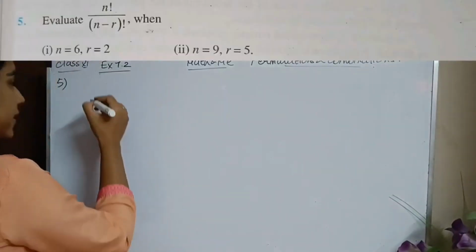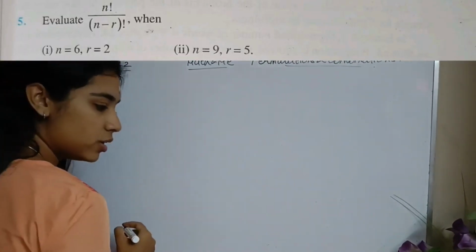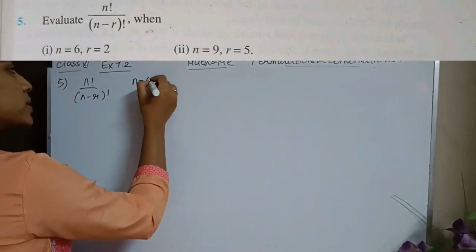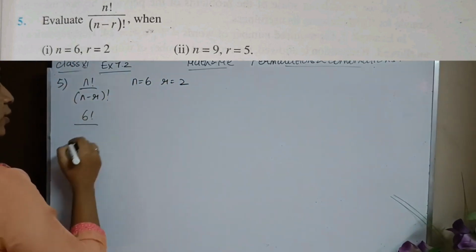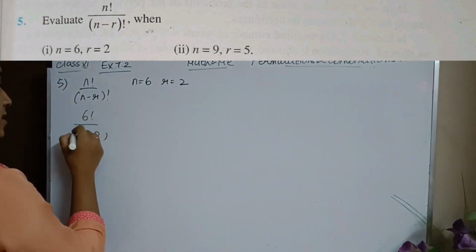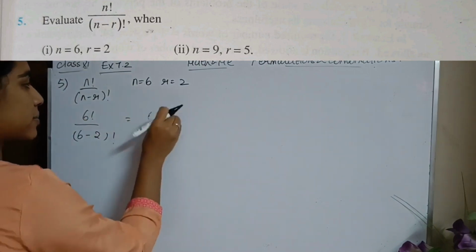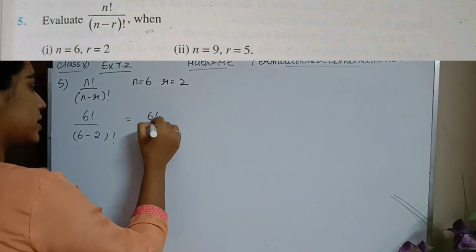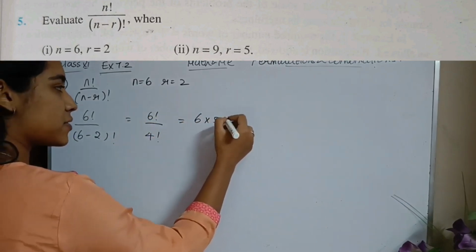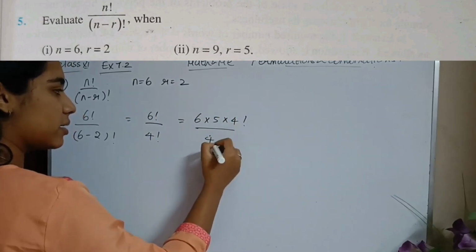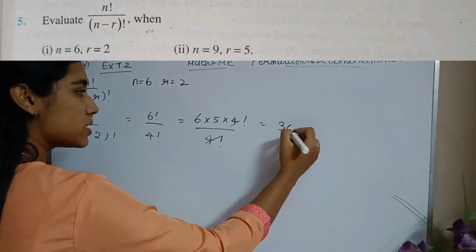Question number 5. Evaluate n factorial divided by n minus r the whole factorial, where n equals 6 and r equals 2. So simply substitute the value. I have 6 factorial divided by 6 minus 2 the whole factorial. Okay, I'll go step by step. 6 factorial divided by 6 minus 2 is 4 factorial. So I can write this as 6 times 5 times 4 factorial divided by 4 factorial. So this and this will get cancelled. So I have 6 times 5, which is 30.